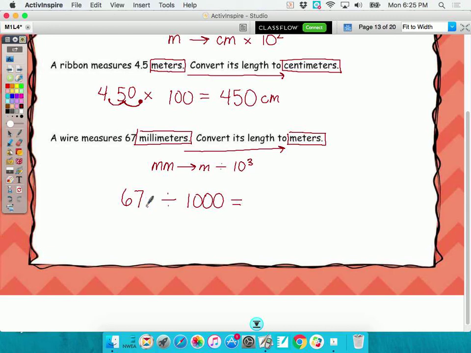Decimal is at the end of the number. And how many place values will I move? Which way? Fill in with a 0. So my answer is 0.67, and the label is meters. We went from millimeters to meters. So how do you say that answer, boys and girls? 67 thousandths meters.